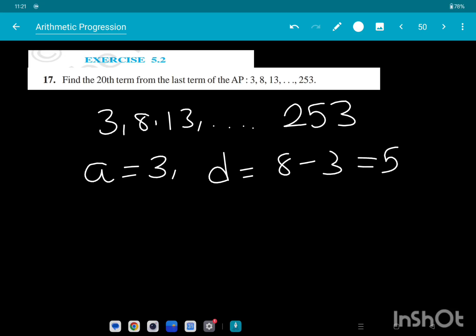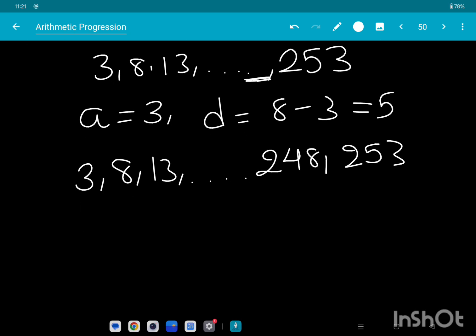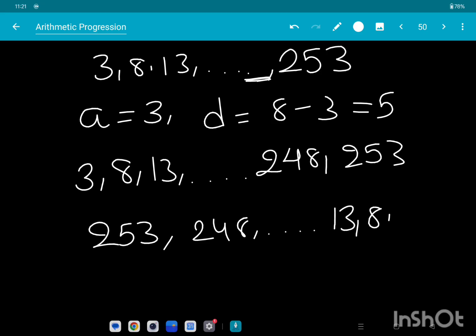So the common difference is 5, which means the AP here is 3, 8, 13 and so on. What is the value here? I will get 248, 253, because the common difference is 5. So if I reverse this AP, what will I get? 253, 248 and so on, 13, 8 and 3. This is the AP if I reverse it.